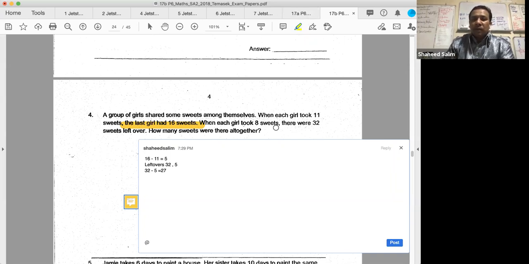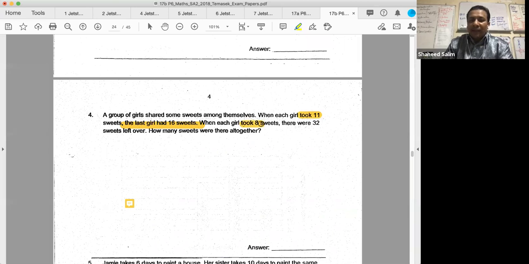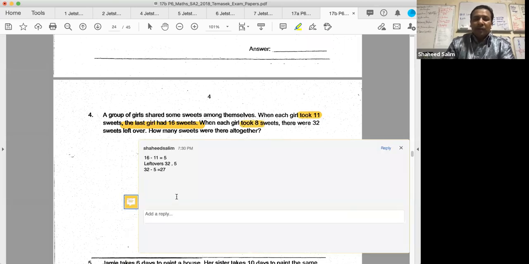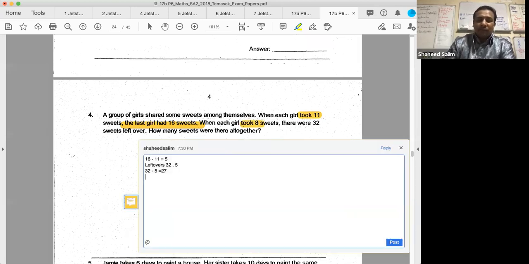Part 2, the difference. The difference in the giving or in the taking. One takes 11, the other one takes 8. So the difference is 11 minus 8. You get 3.